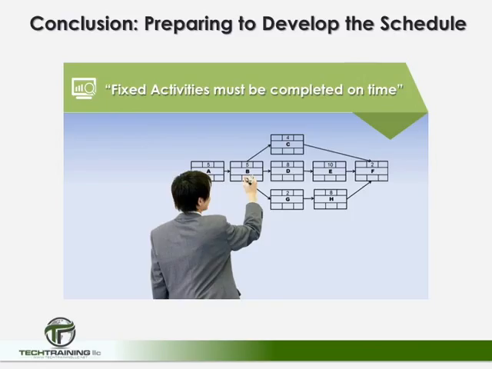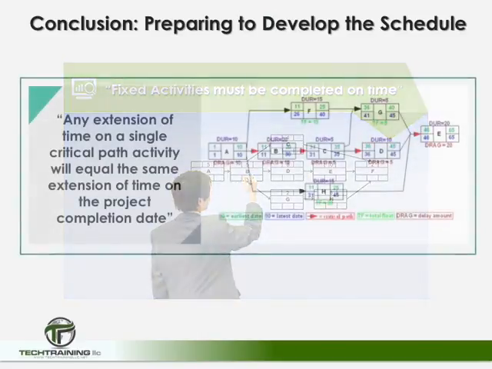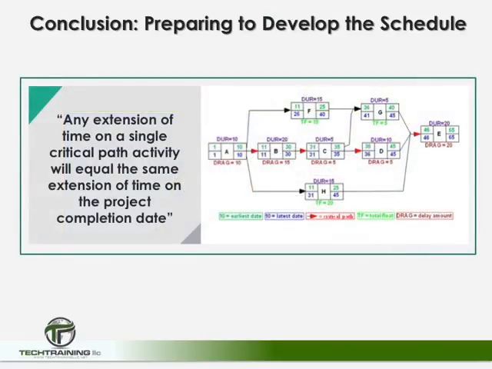Now, when an activity's start date is said to be fixed, it means that it has no float. These are the activities that you're going to find on the critical path. This means that if this activity has any delays, the overall project time will also be delayed. And so, as you can see, any extension of time on any of the critical path activities will equal the same extension of time on the project.